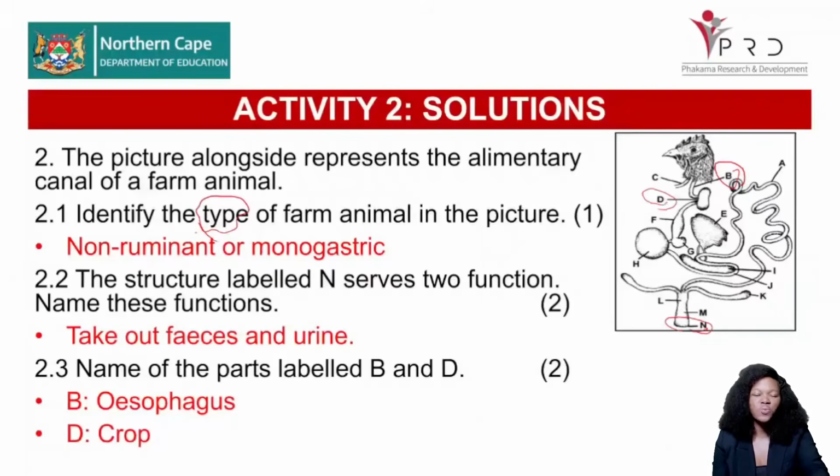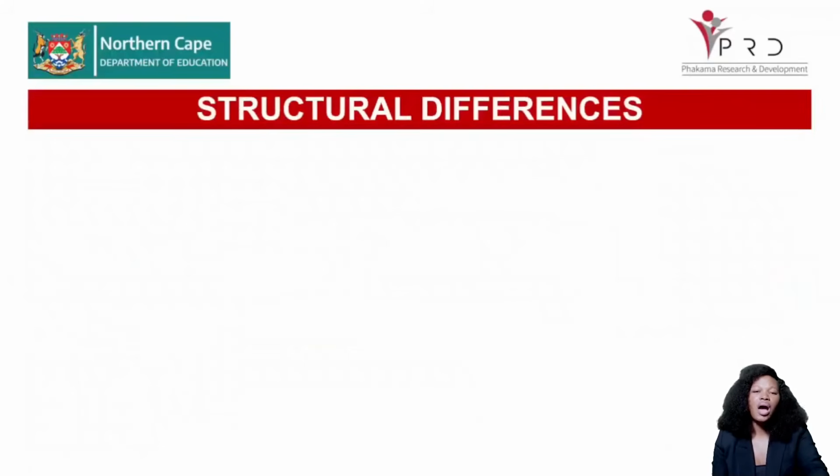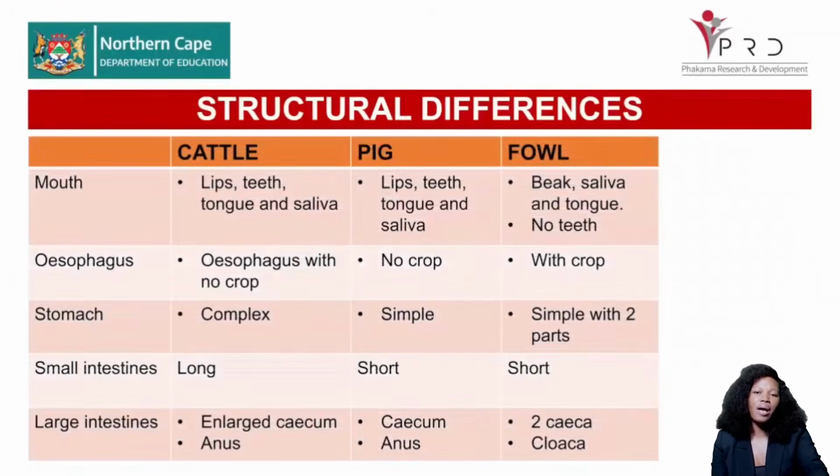Now, if you wrote proventriculus, incorrect. Right? If you wrote a gizzard, still incorrect. But these are the correct answers for activity 2. Now, let us look at the differences between these farm animals: cattle, sheep, goats, or pig, as well as a fowl.